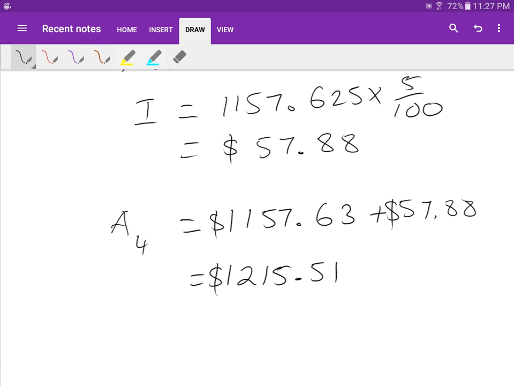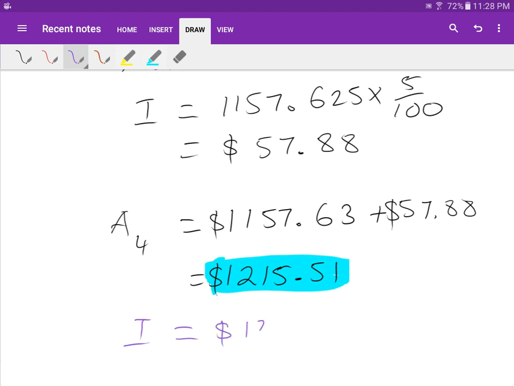And I will get $1,215.51. So what that means is I put $1,000 in at the beginning, and at the end of the 4th year I will receive a total amount of $1,215.51. That's how much I have at the end of the 4th year. I start with 1,000, and at the end of 4 years I've got $1,215.51, because 1,000 is my investment and $215.51 is my interest.